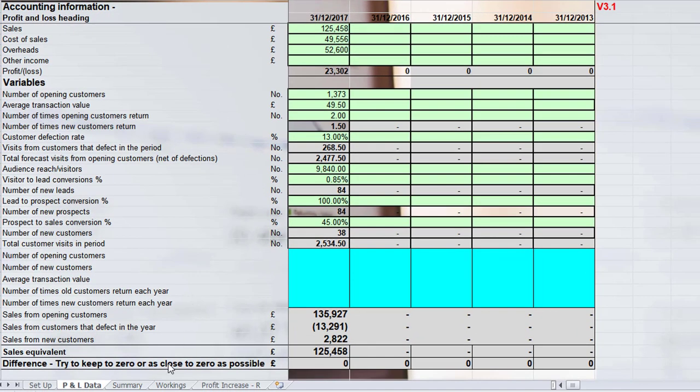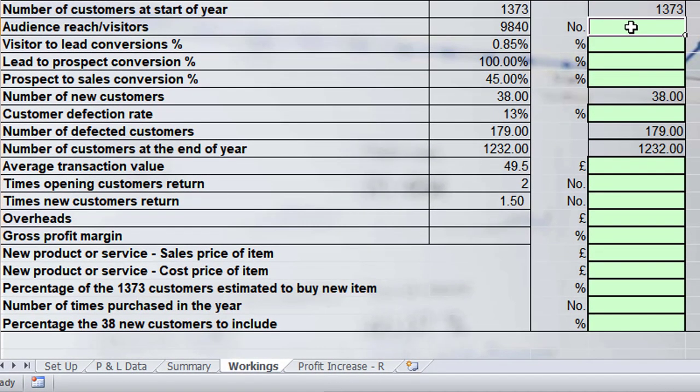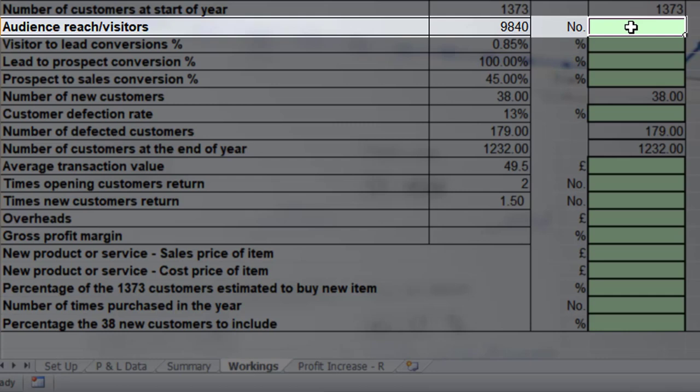So now what I'm going to do is I'm going to switch to the working sheet, and then I'm going to enter the various adjustments from the right hand column, which were the targeted input amounts. So the first one we have is our audience reach or number of visitors.